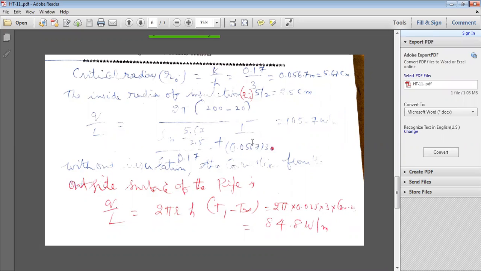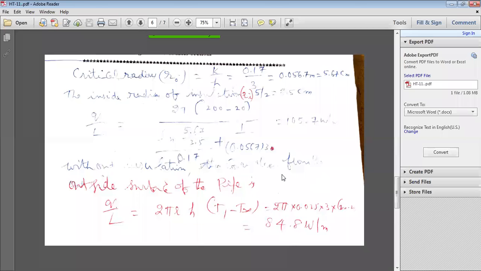Generally, we would convert into meters. But in the ratio, that's why I'm directly taking centimeters. We are directly taking centimeters because it is a ratio. But here, in 1 by R_o h, there is only one value, so you have to take the value in meters only: 0.0567 into h value 3. And if you simplify, the heat transfer rate per unit length is 105.7 watt per meter.